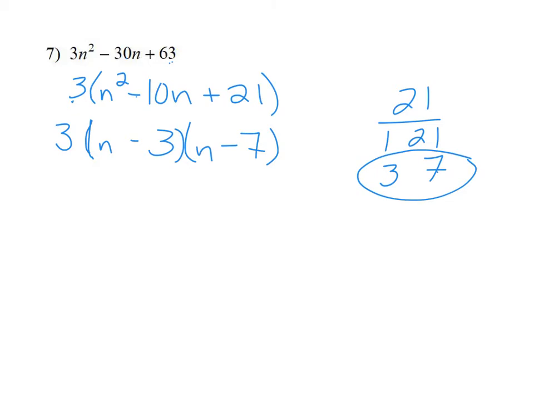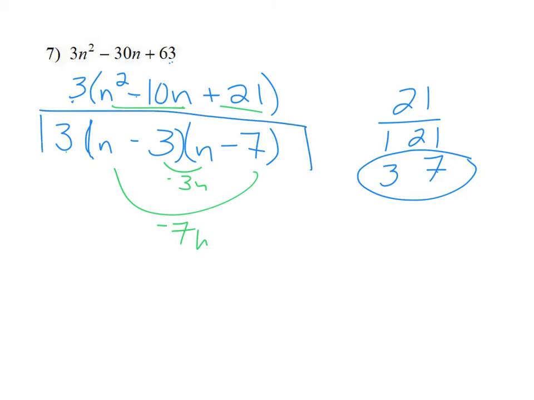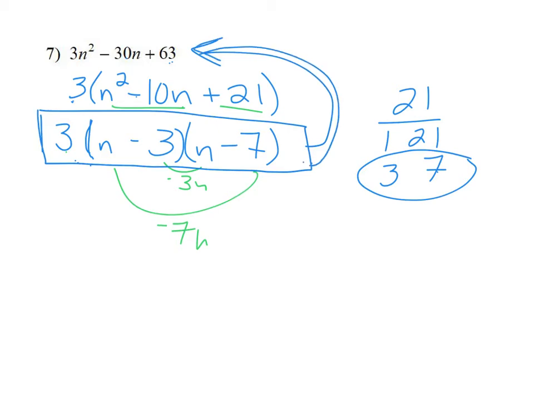And we can check by doing the middle terms. Remember, we're going to ignore this 3 because we're just going to check for this trinomial. So negative 3n and negative 7n gives us negative 10n. That'll work. The fully factored form is going to include the 3 that we took out, that's the greatest common factor, and the 2 binomial factors we just found. That is the fully factored form of this. So if we multiplied this back, we would get back to our original expression. And that's the point.